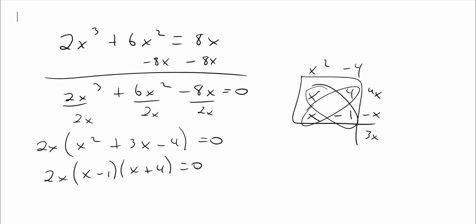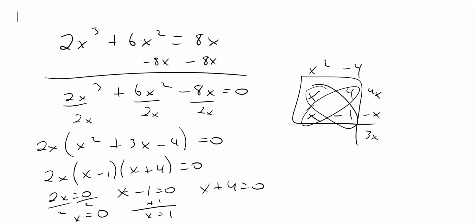Fourth step, set each of those equal to 0. So I got 2x equals 0, x minus 1 equals 0, and x plus 4 equals 0. This first one, divide by 2, x equals 0. Next one, add 1 to both sides, x equals 1. Next one, subtract 4 from both sides, x equals negative 4. And those are your three answers. Okay, it's not bad, right? Pretty reasonable. Okay, let's try another one here. Again, we're going to follow all the same rules as we've been doing so far.